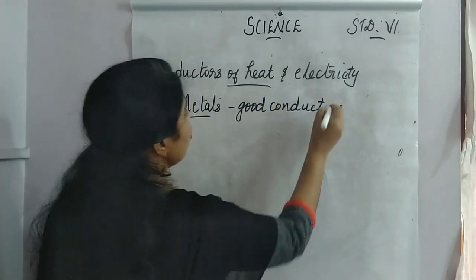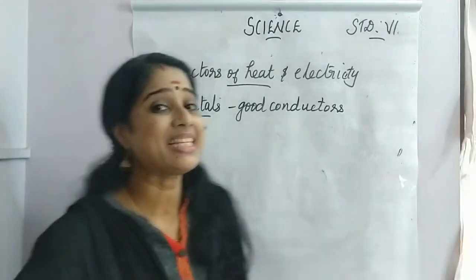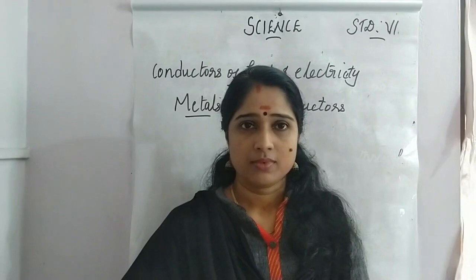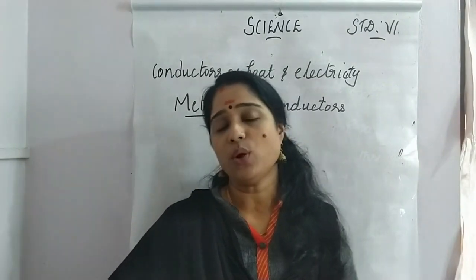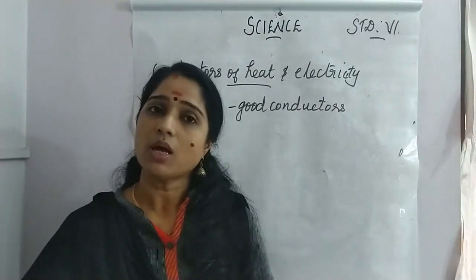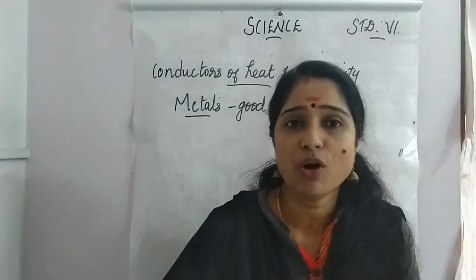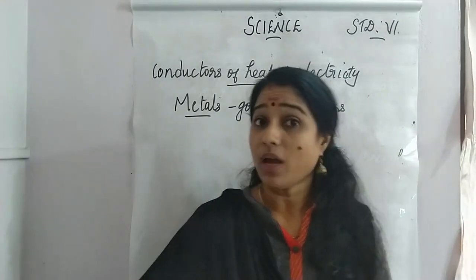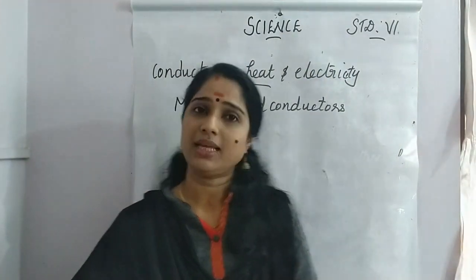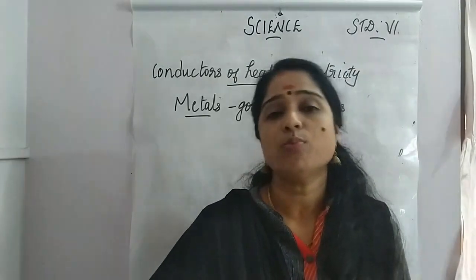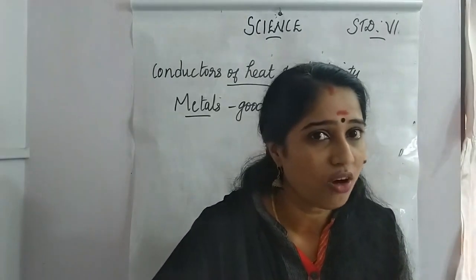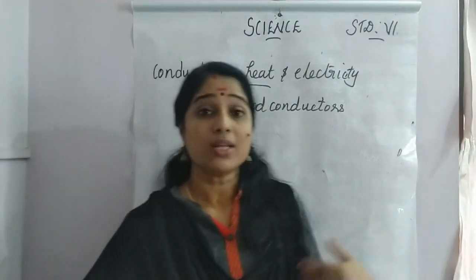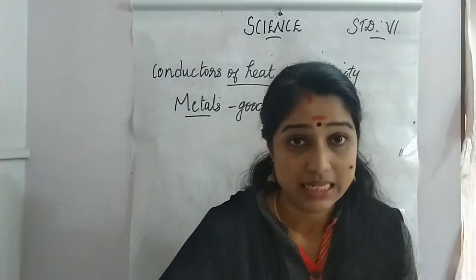Why are they known as good conductors? Metals allow heat and electricity to pass through them. For example, we discussed that kitchen utensils or vessels are made of metals, because the heat should pass through them, isn't it? Then we also discussed the wires. They are made of what? Copper. Copper is also a good conductor of electricity. So because of that, these objects are made of metals.